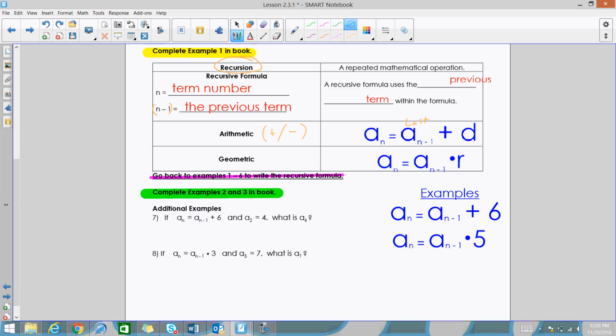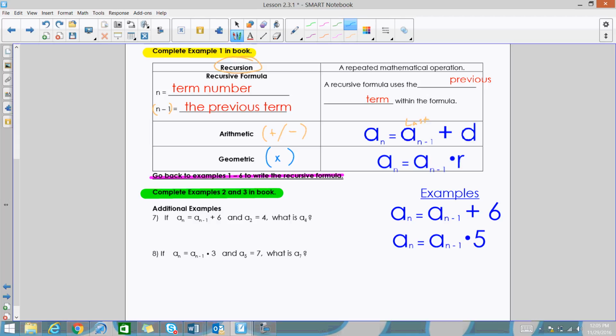A geometric is when you multiply, and really that's all I want you to think about: multiplying, either by a fraction or whole number. You multiply to get to the next number. So the current number is equal to the last number times your ratio, times whatever you do to get to the next one. That's what a recursion formula is.